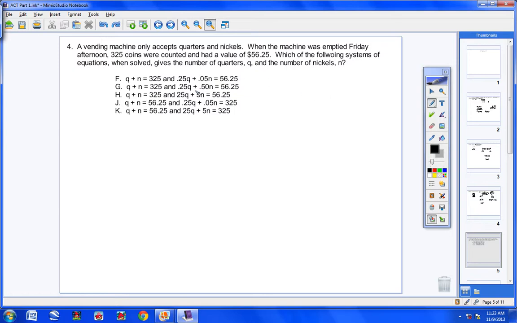First of all, I want to draw your attention to a couple of things. Notice we have two unknowns. We don't know how many quarters we have, and we don't know how many nickels we have. Do you see that? Pretty obvious. Well, when you have two unknowns, usually you're going to want two equations. So if you have two unknowns, you're going to try to come up with two equations. All right, that's a key phrase.